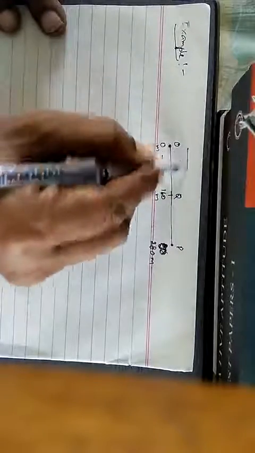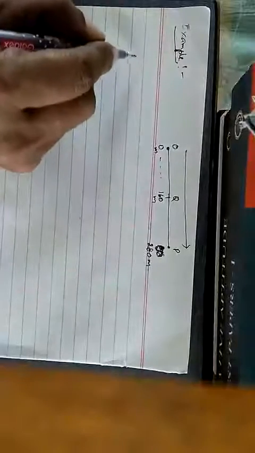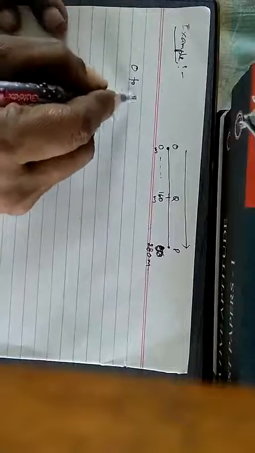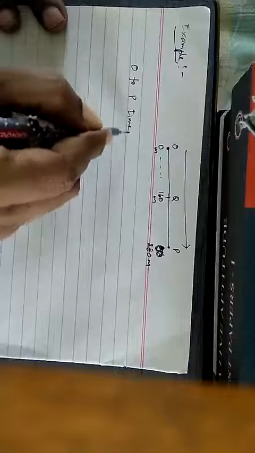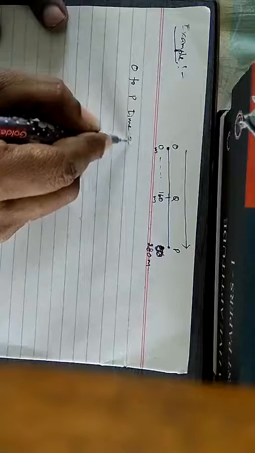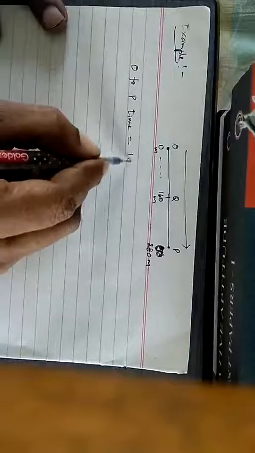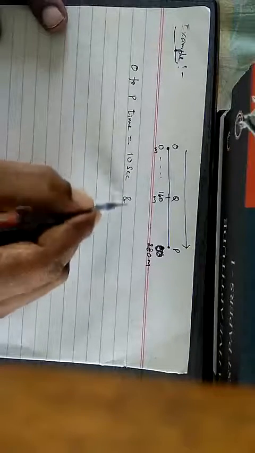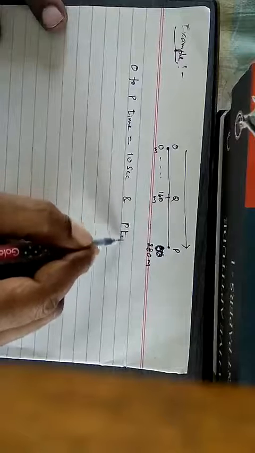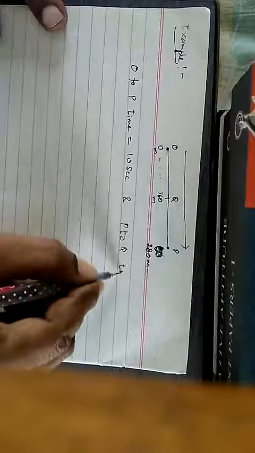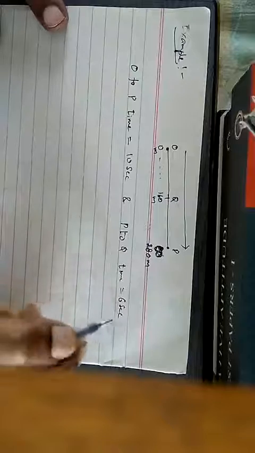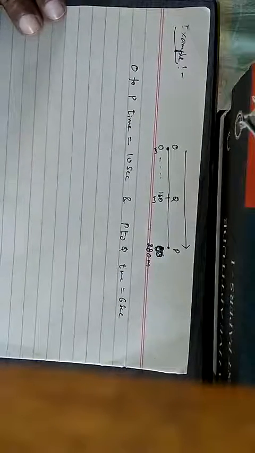We are assuming here a body is traveling from O to P. What is the time taken for O to P? We assume it takes 10 seconds, and for P to Q, the time is equal to 6 seconds. Suppose it takes 6 seconds.